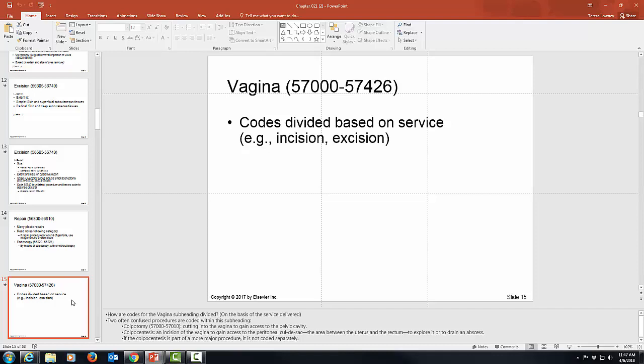Then we're into the vagina. The codes are divided based on the service. Is it an excision, incision? Is it a partial or complete excision? Is it a destruction? It can be simple or extensive. So, and there's many codes here.